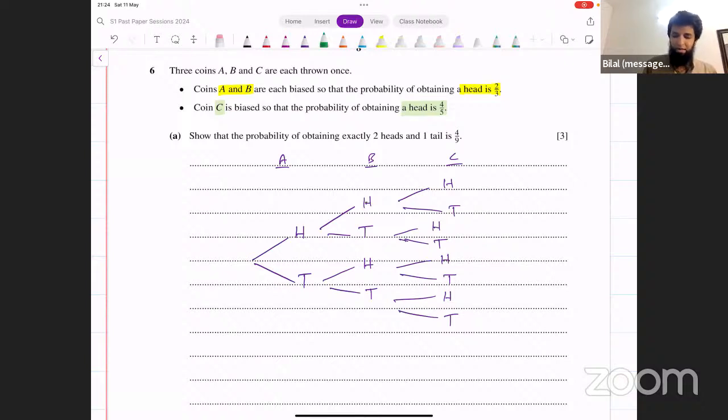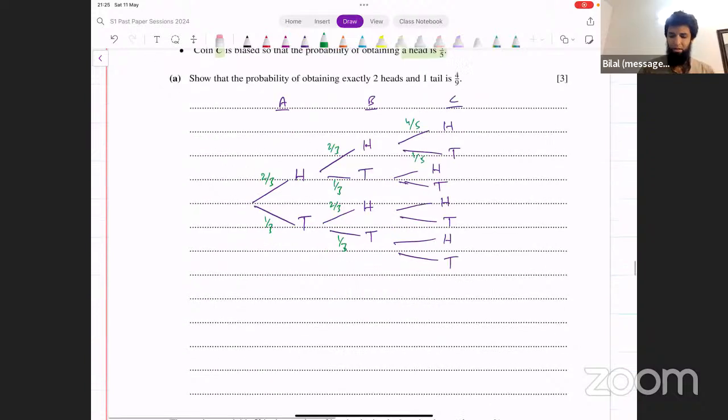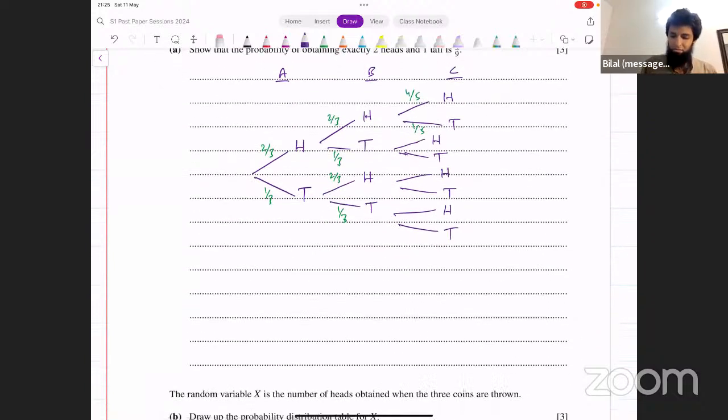Now, for A and B, probabilities are 2 over 3 for head and 1 over 3 for tails. 2 over 3, 1 over 3, 2 over 3, 1 over 3. For C, it's 4 over 5 and 1 over 5. And it's the same for all of these branches, okay? Let me just write that. So once you've done this effort, now you can just use this tree diagram to do the whole question.